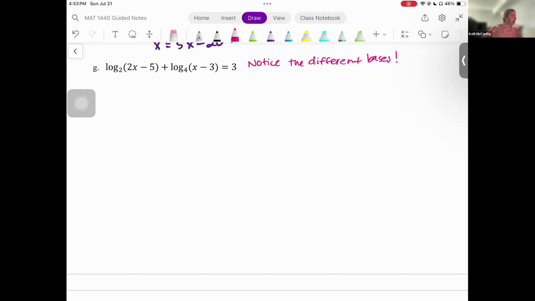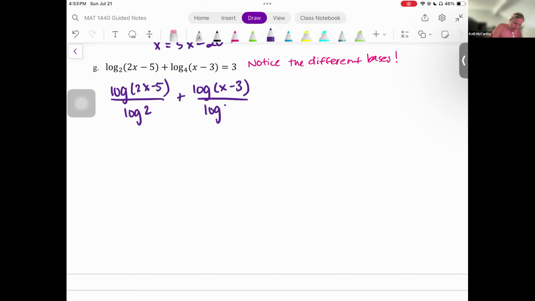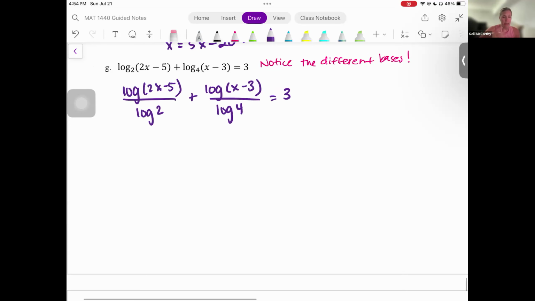I'm going to use just a common log, so log of 2x minus 5 divided by log of 2 plus log of x minus 3 divided by log of 4 equals 3. Now, when I think about solving a rational equation like this, I want to multiply through by the LCD. So I want to figure out how to make these denominators, log of 2 and log of 4, look the same. Log of 4 is equal to log of 2 squared, or 2 log of 2.